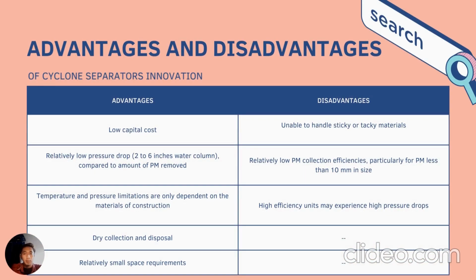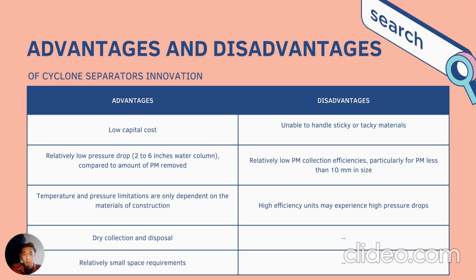Now I will explain the advantages and disadvantages of our chosen innovation. Advantages: low capital cost, relatively low pressure drop, 2 to 6 inches water column compared to the amount of PM removed. Temperature and pressure limitations are only dependent on the materials of construction. Dry collection and disposal, relatively small space requirements.